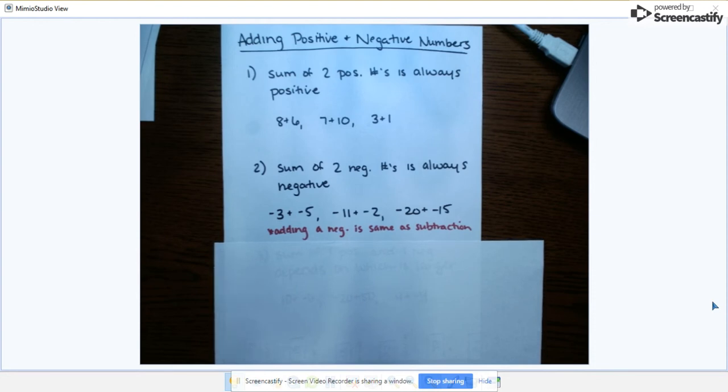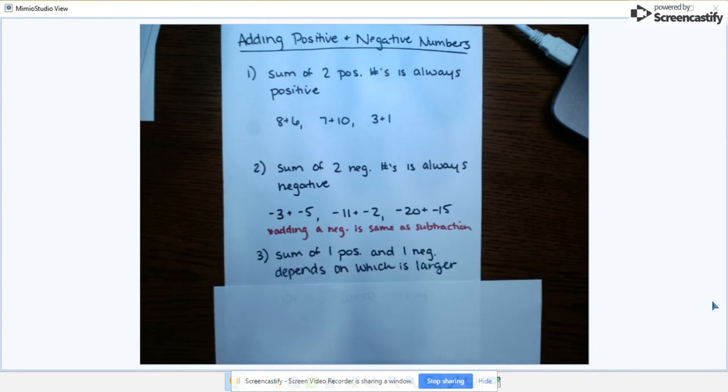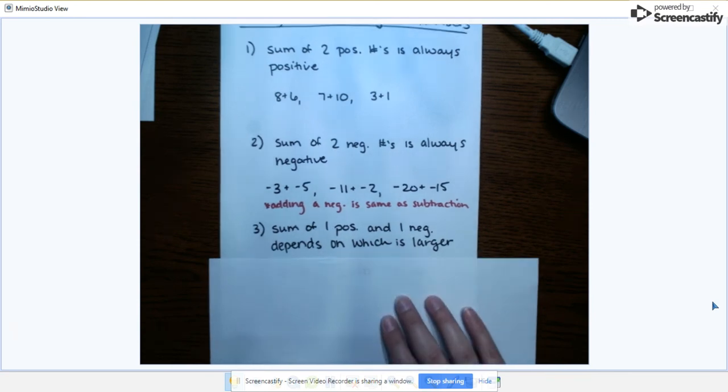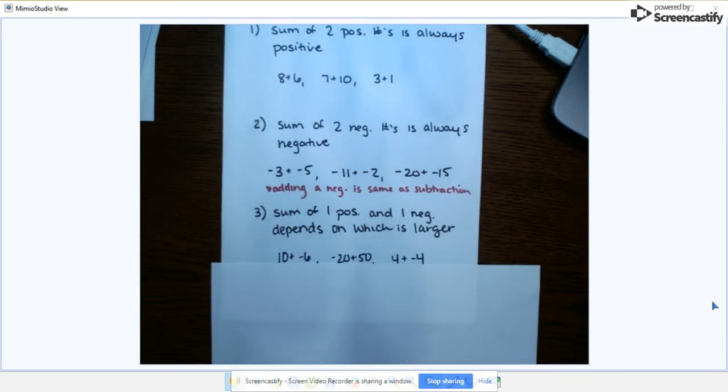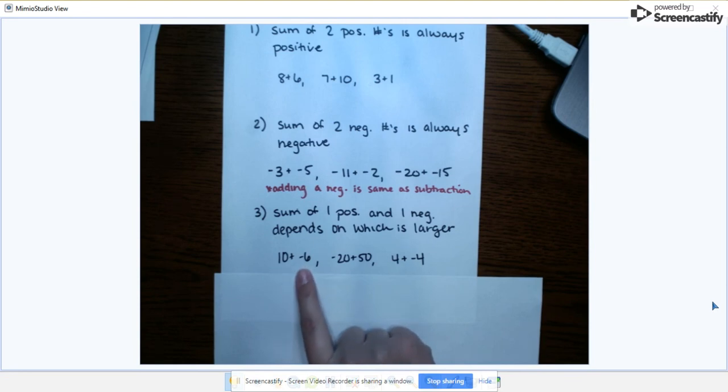The last one is if I take one positive and one negative and add them together, my answer, I can't always say it's going to be positive or always going to be negative. It's going to depend on what my numbers are and which is larger. So if we look here, 10 plus negative 6, my positive number is larger, so my answer will be positive. Again, negative 20 plus 50, my positive number is larger, so my answer will be positive.